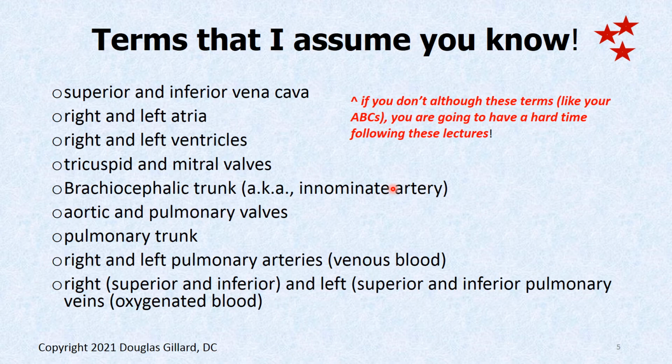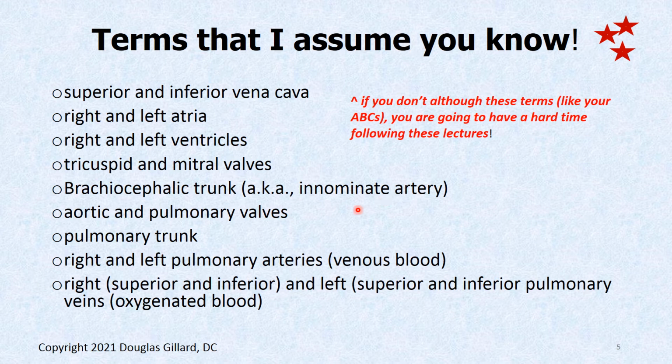I assume you know terms like your ABCs. These should be just like if I say, what is a cat? What is a dog? What is the superior vena cava? What is the inferior vena cava? Right and left atria, ventricles, the atrioventricular valves, which are specifically called the tricuspid and mitral valves. The brachiocephalic trunk, we learned that way back in first and second quarter. Sometimes it's also called the innominate artery.